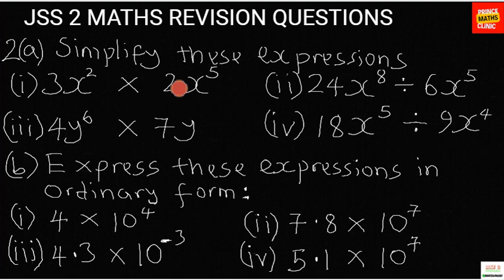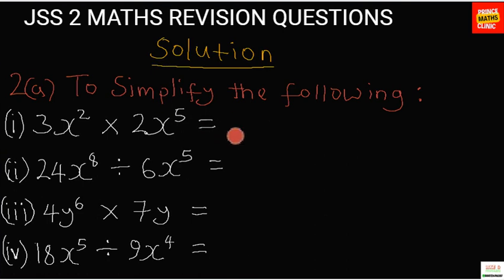Now, we have to simplify these expressions as been given to us. So look at this question. We have multiplication, we have division, and we have these numbers in standard form, and we have to change them to ordinary form. So let's go right into the solution. Let's simplify this first. Now, once you see multiplication sign between two terms, this is the first term, this is the second term. Then the first thing you do is you take care of the number.